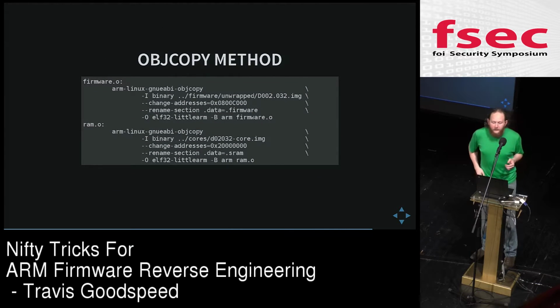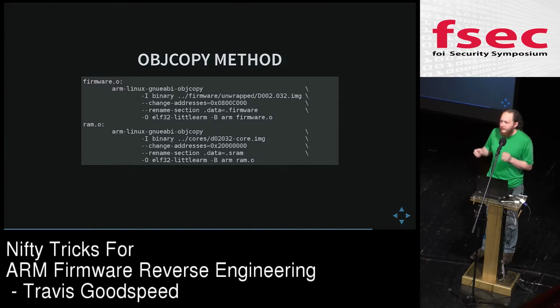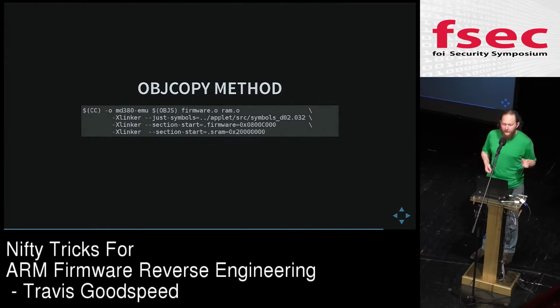The other way to do it is through objcopy. You can produce an ELF .o file, and this .o file contains the firmware, or contains a live RAM image, with the appropriate section name. In this case, I call one of them firmware, and the other SRAM. And then I use my C compiler to link them together, and I tell the compiler that the firmware section needs to be where the firmware ought to be, and also that the SRAM section needs to be where the SRAM ought to be.